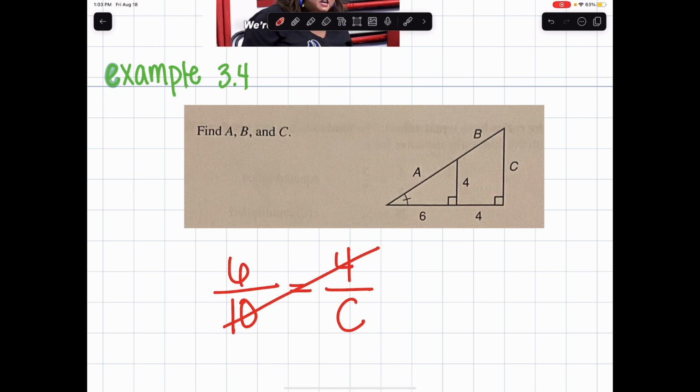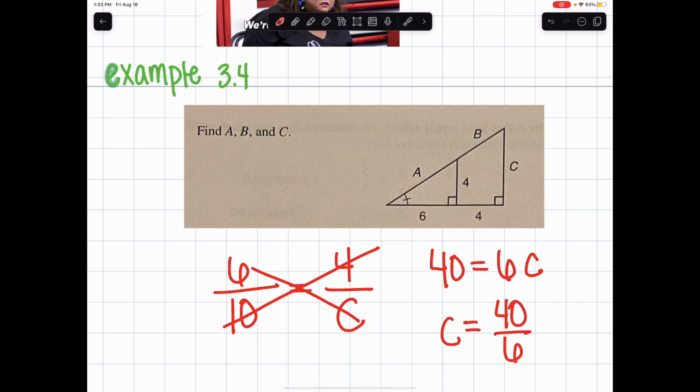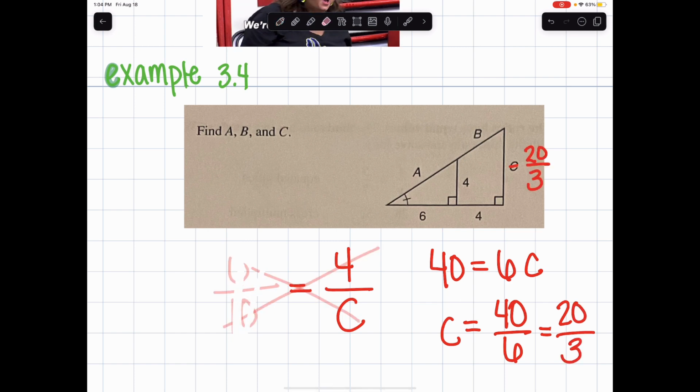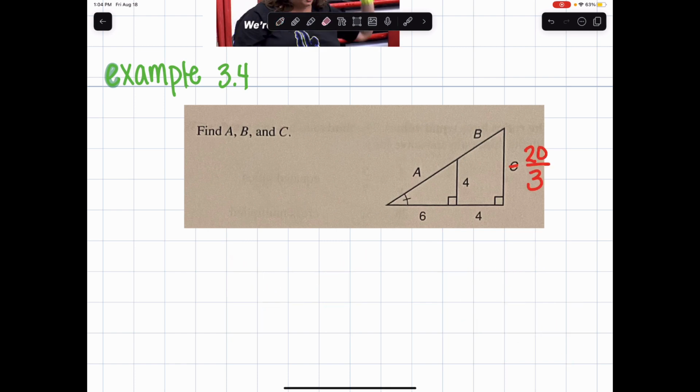Cross multiply. 40 equals 6C. C is equal to 40 divided by 6, which is 20 over 3. So we've got the first answer. Now I think it might be easiest to get A plus B next, because we know this side and we know this side of the big triangle, and we know this side and we know this side of the small triangle.